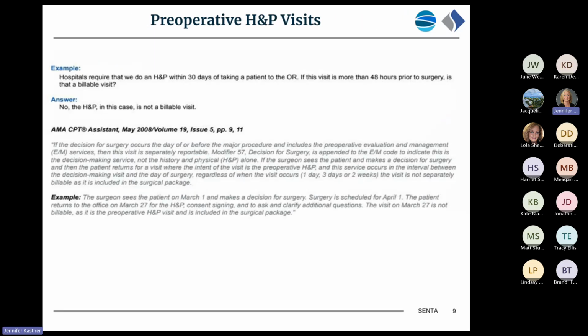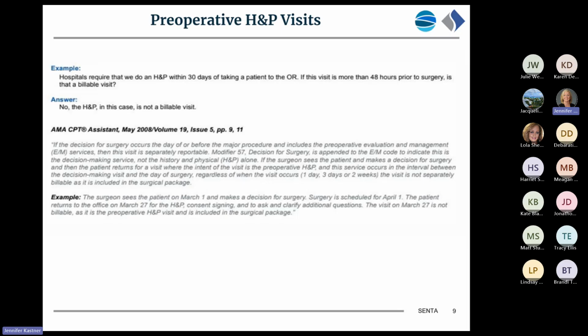On this slide, you can see an important AMA CPT Assistant article from May of 2008 where they clarified that H&P visits should not be billed. So let's take a look at this. But before I mention that, I want to point out there's a difference between the pre-op visit and a pre-op clearance. Pre-op visits are usually those, like I mentioned, where providers are answering questions, they're signing consent forms, they're doing that H&P exam, which is a requirement.